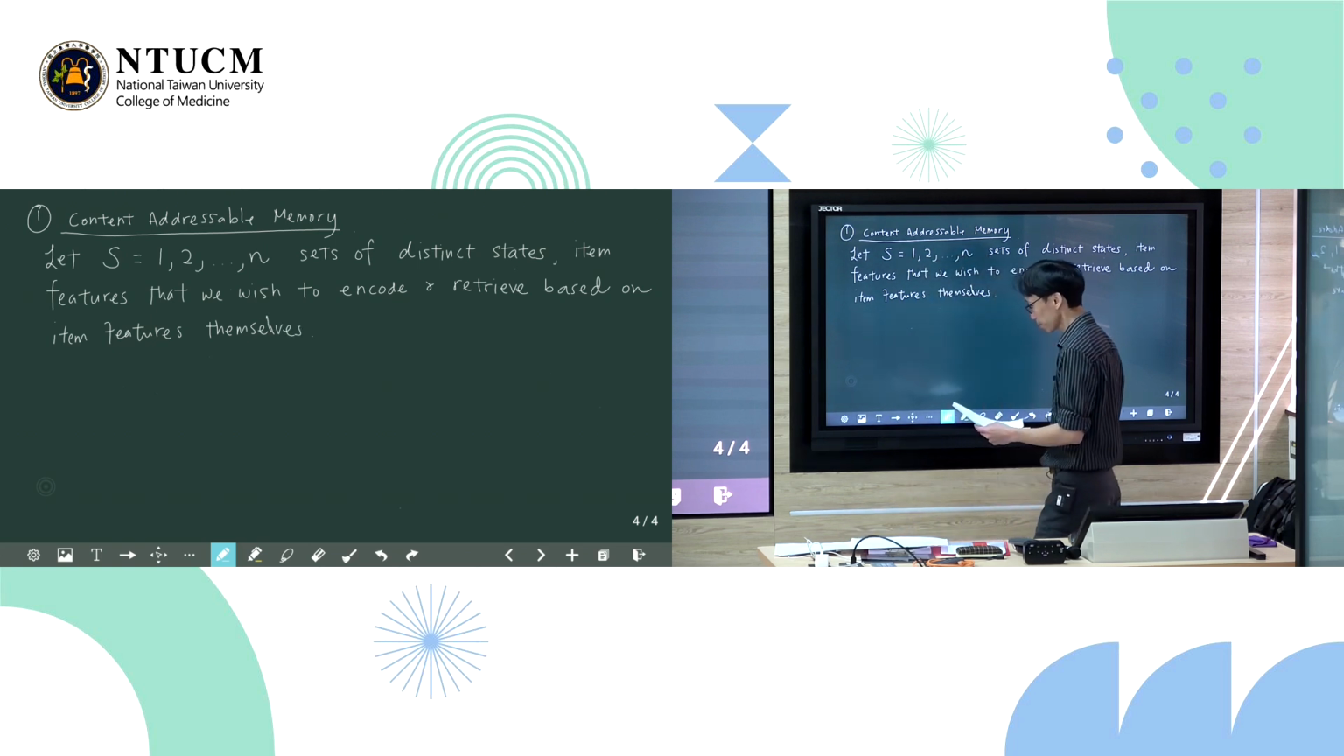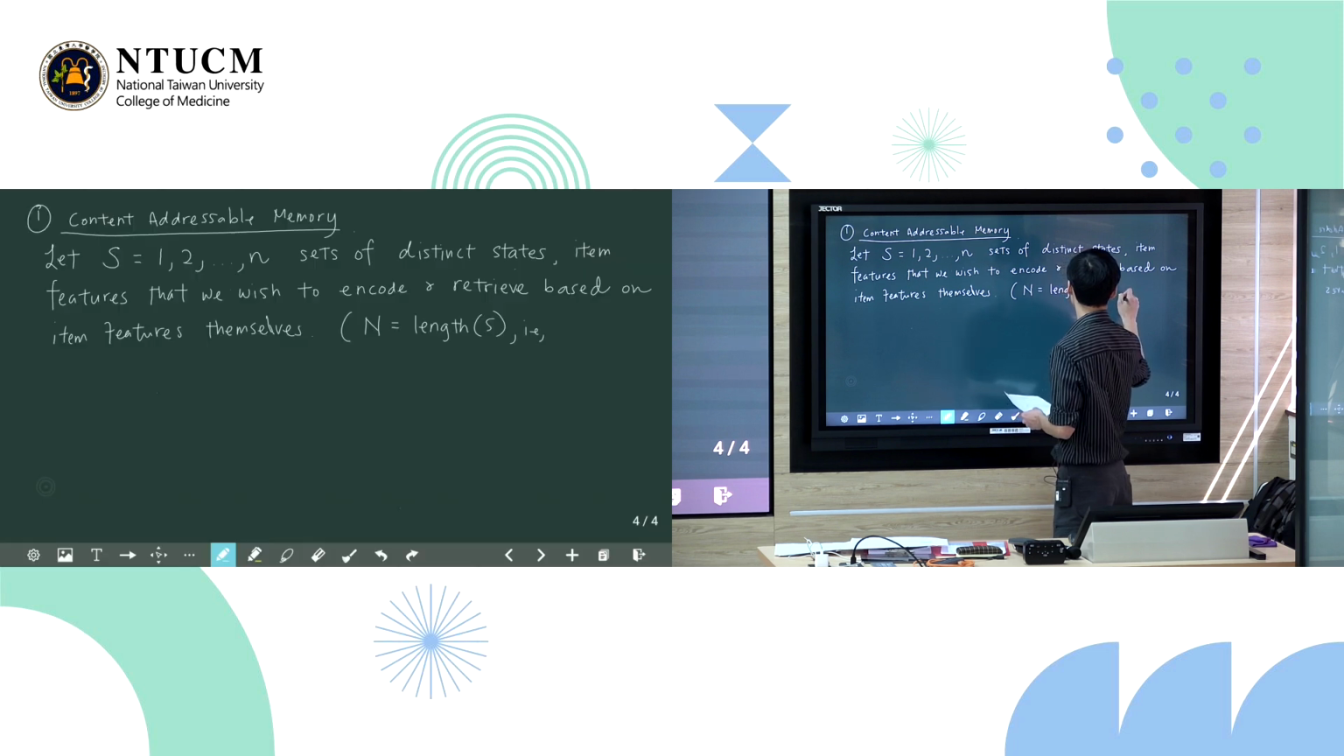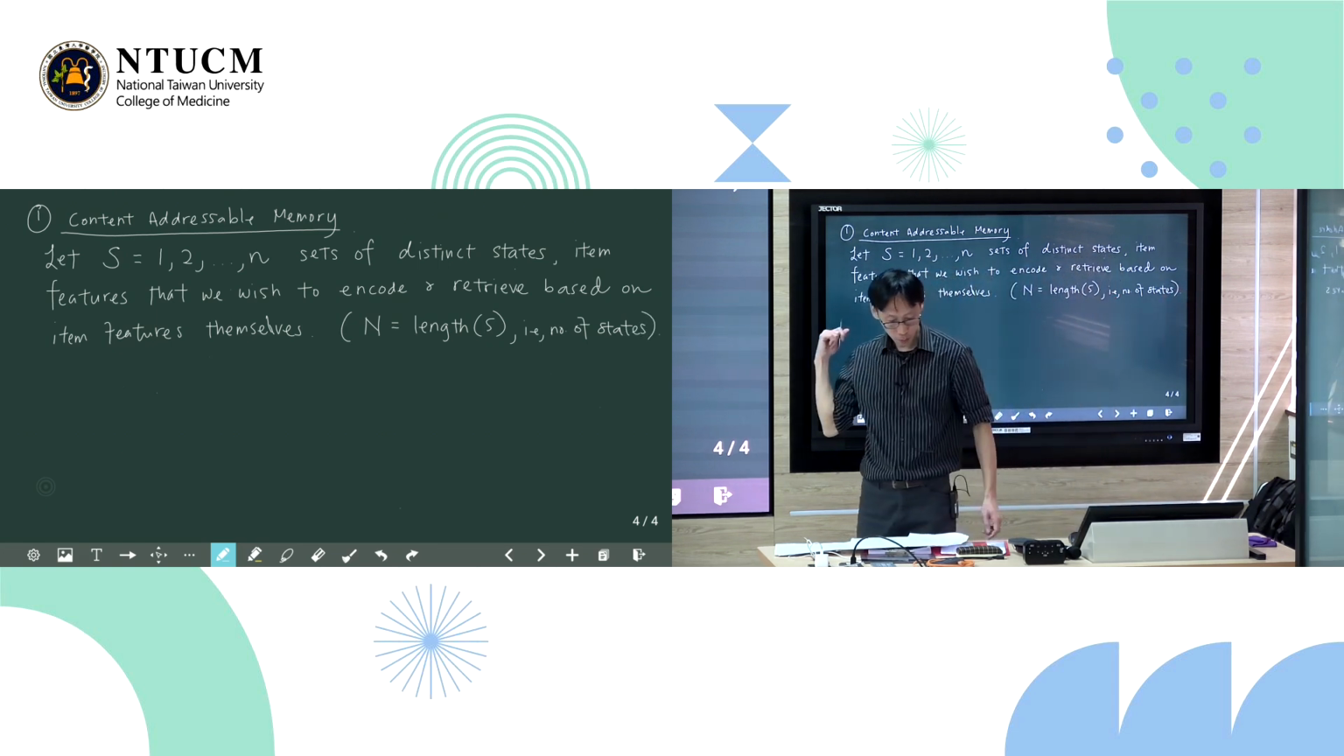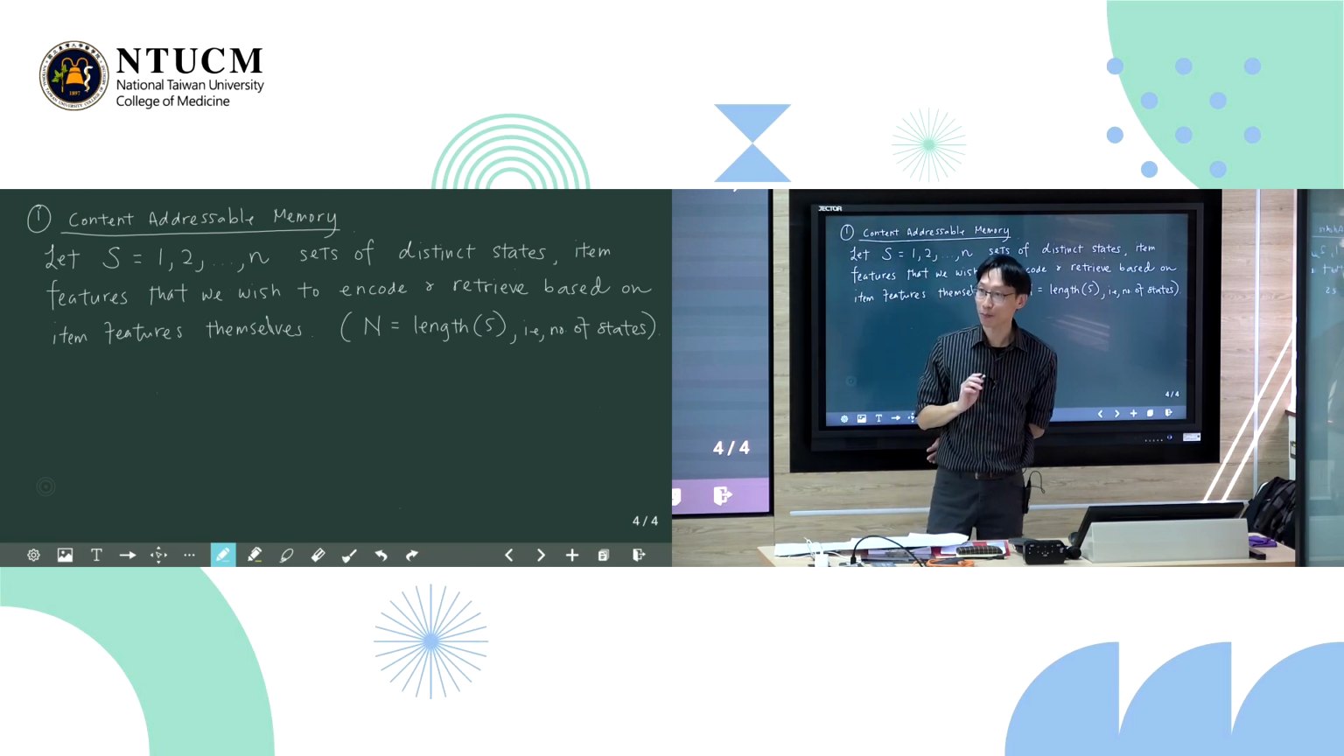By that token, n is equal to the length of S, the number of states. Okay, so in expressing this formal statement already, I have kind of made something very clear.